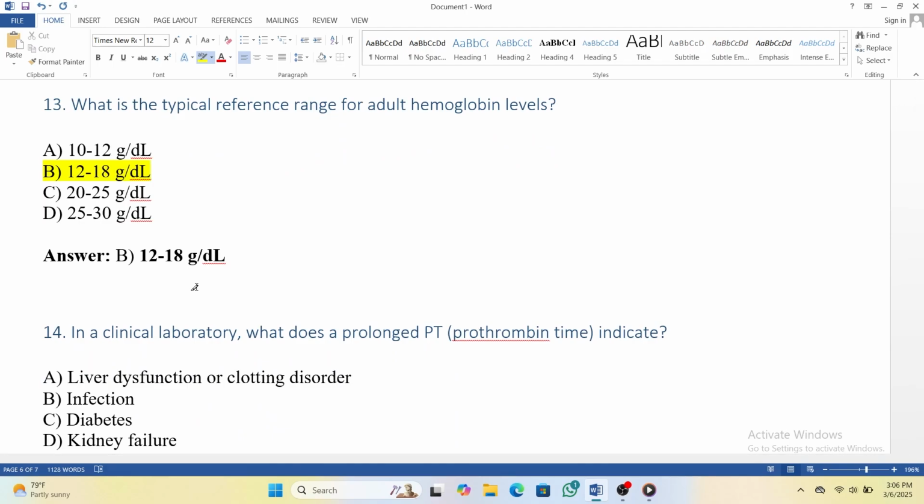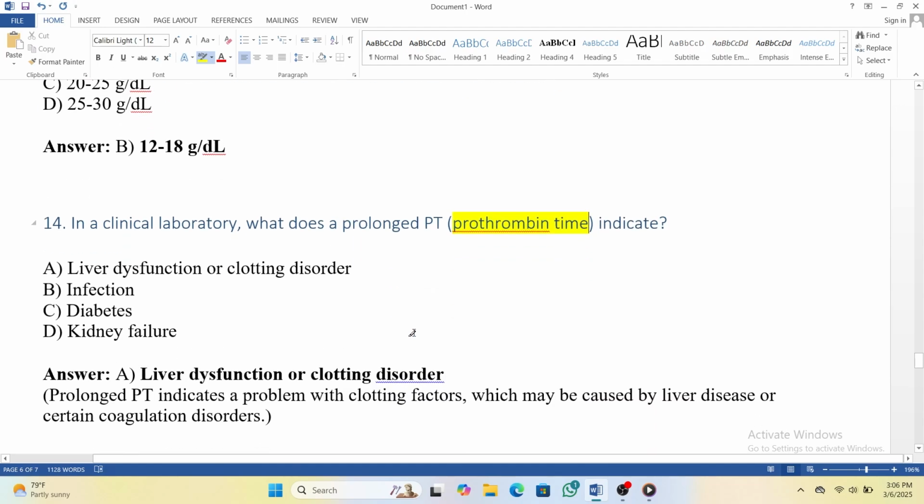14. In a clinical laboratory, what does a prolonged PT, prothrombin time, indicate? A. Liver dysfunction or clotting disorder. B. Infection. C. Diabetes. D. Kidney failure. Answer: A. Liver dysfunction or clotting disorder. Prolonged PT indicates a problem with clotting factors, which may be caused by liver disease or certain coagulation disorders.